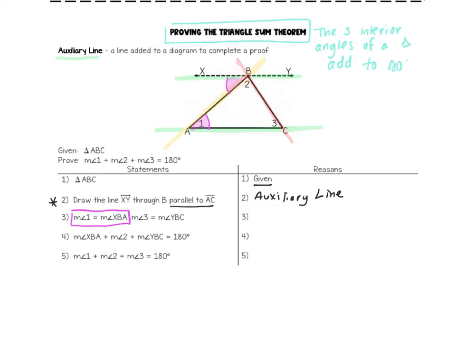Also, on the other side, we have the measure of angle 3 and the measure of angle YBC that are also alternate interior angles. And again, they're congruent because they're formed by parallel lines. And really, I should have some arrows to indicate that these lines are parallel. Alright, the reason that we'll put into our proof for these angles to be congruent would be the alternate interior angles theorem.